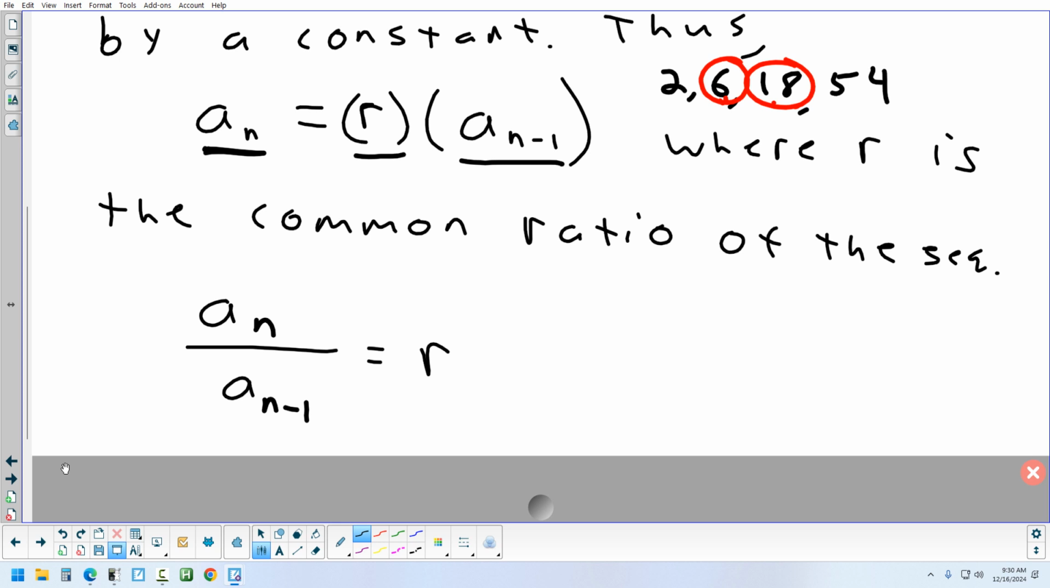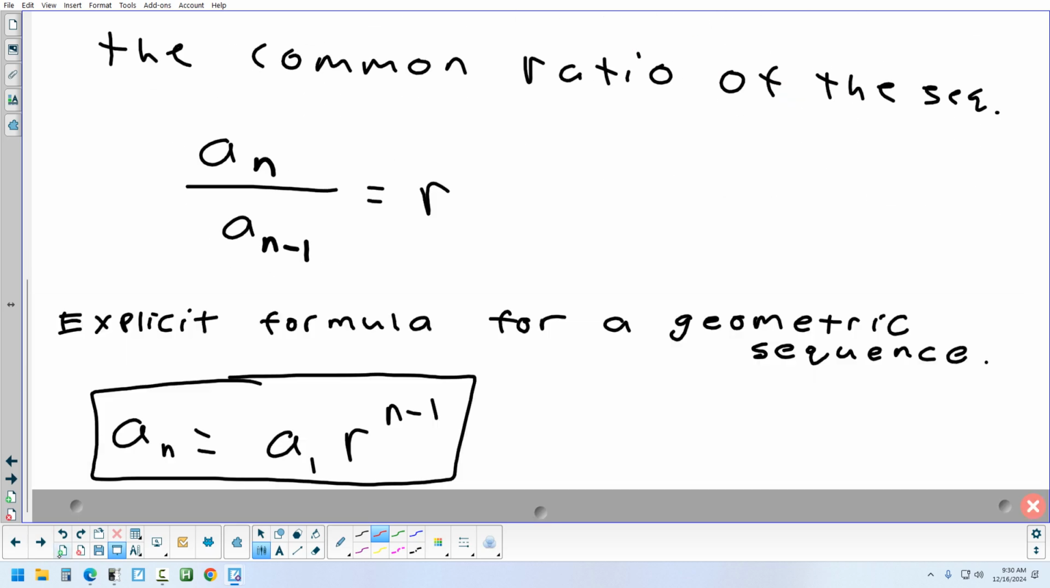All right, so now what we want is some way that we could do something to a 3 and turn it into an 18, something we could do to 4 to turn it into 54. And that's what this formula is. This is how you convert a geometric sequence into a formula. It relies on two things, just like before: the first term and the common ratio.